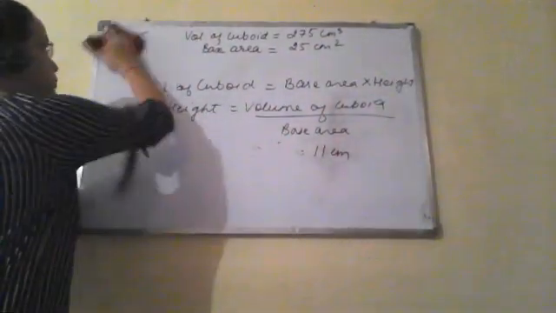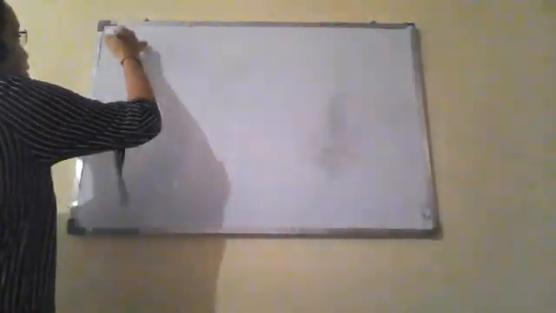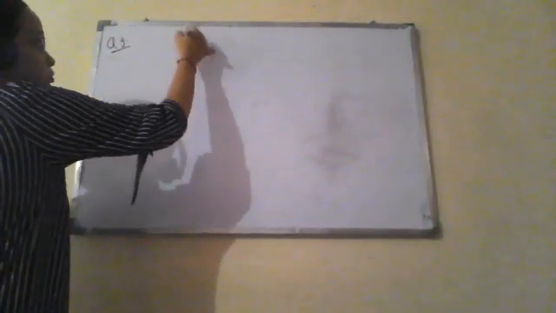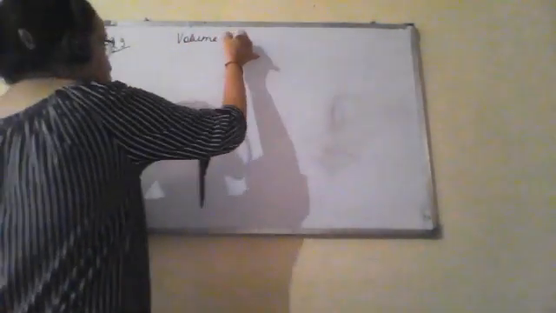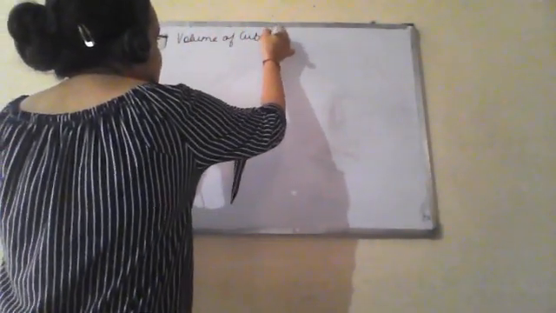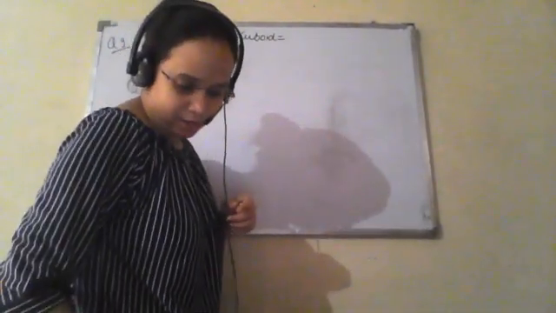Now next example. Example number 9. It says a godown is in the form of a cuboid of measure 60 into 40 into 30. How many cuboidal boxes can be stored if the volume of one box is 0.8 meter cube? Now dimensions of the cuboid are given to us, so we can calculate the volume.